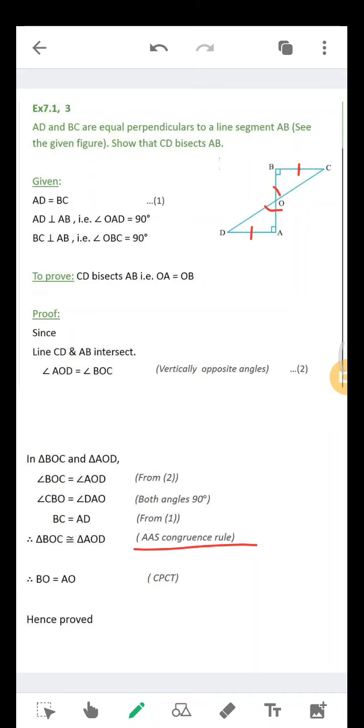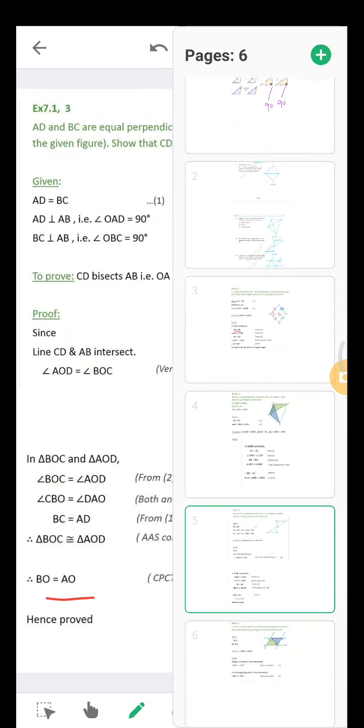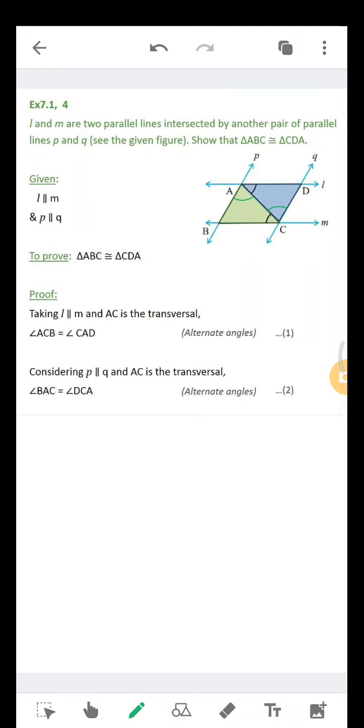So I will write all the steps as I wrote before, and we'll say that these two triangles are congruent by AAS rule. Once these two triangles become congruent, then I can say OB is equal to OA by CPCT. This will be equal automatically by CPCT, we say. So BO is equal to AO by CPCT, hence it is proved. This is the way we should proceed with the exercise questions. So the whole chapter will be simple. In the same way we are going to solve.